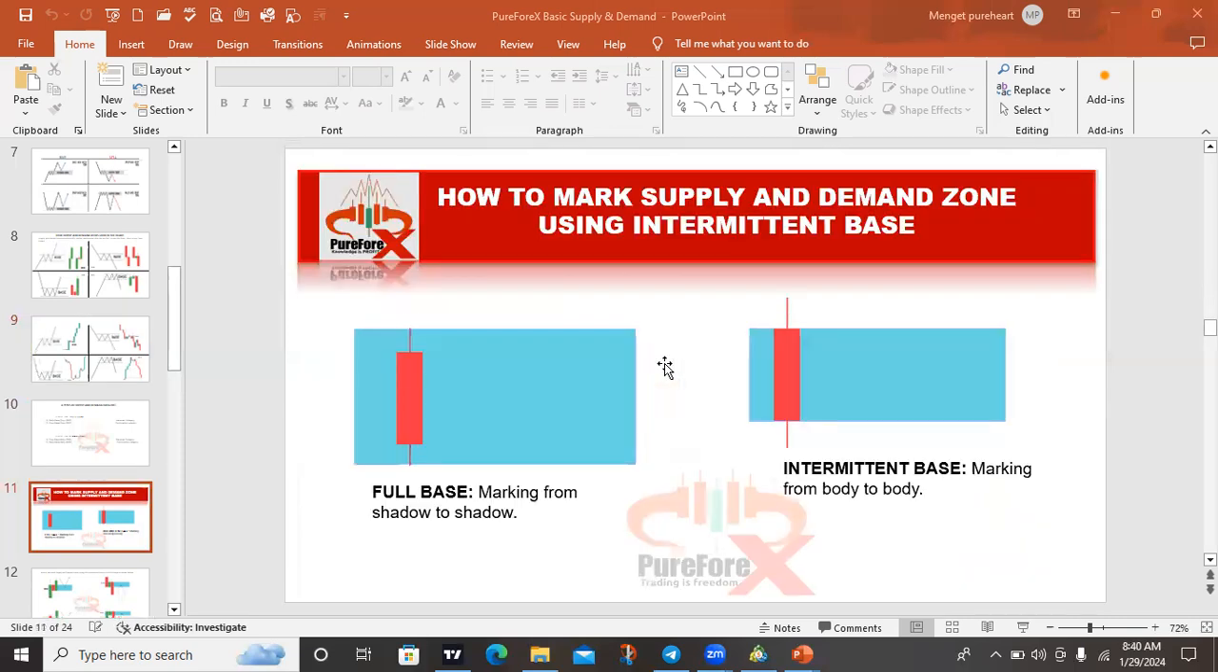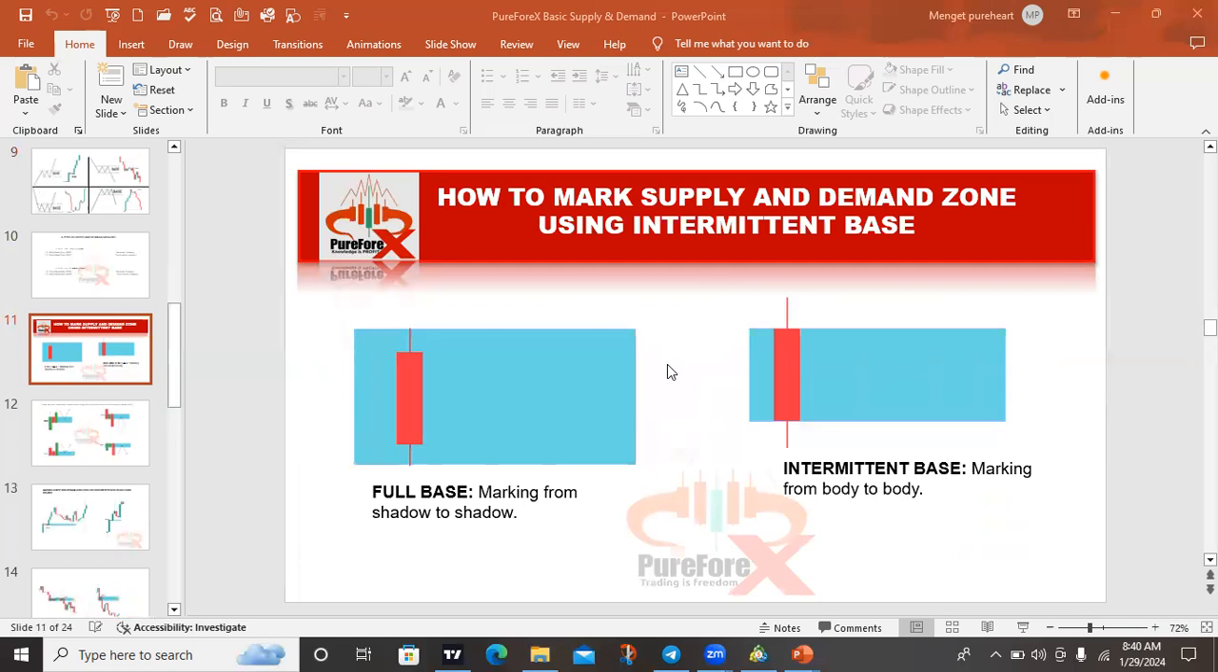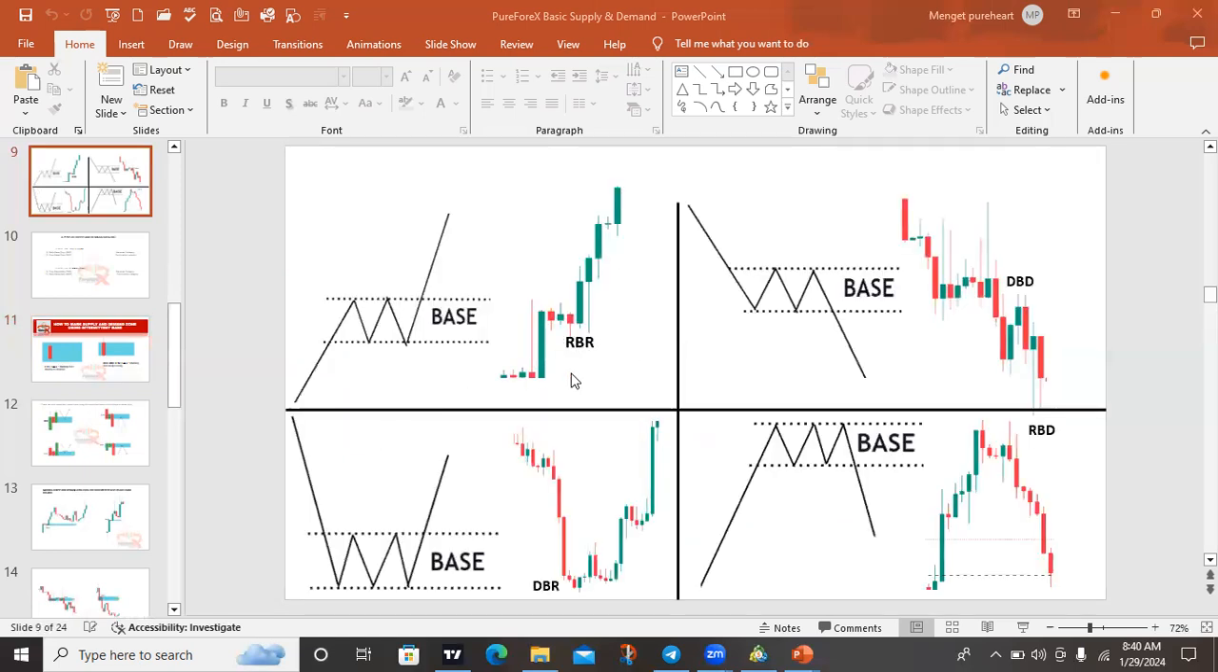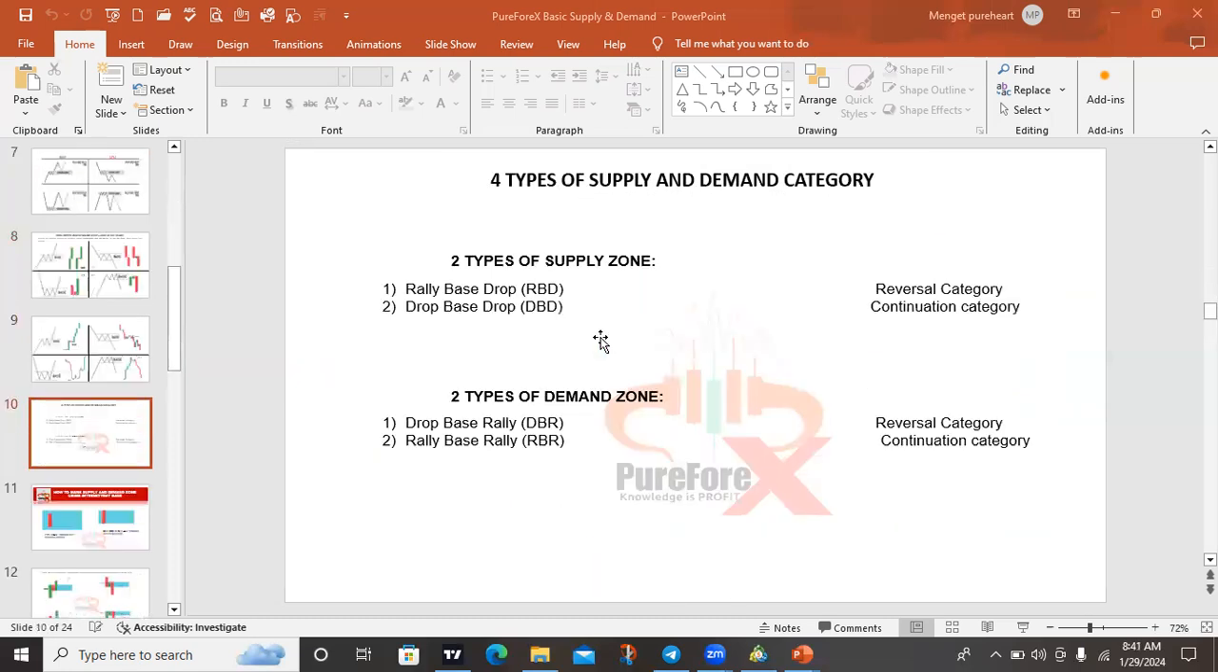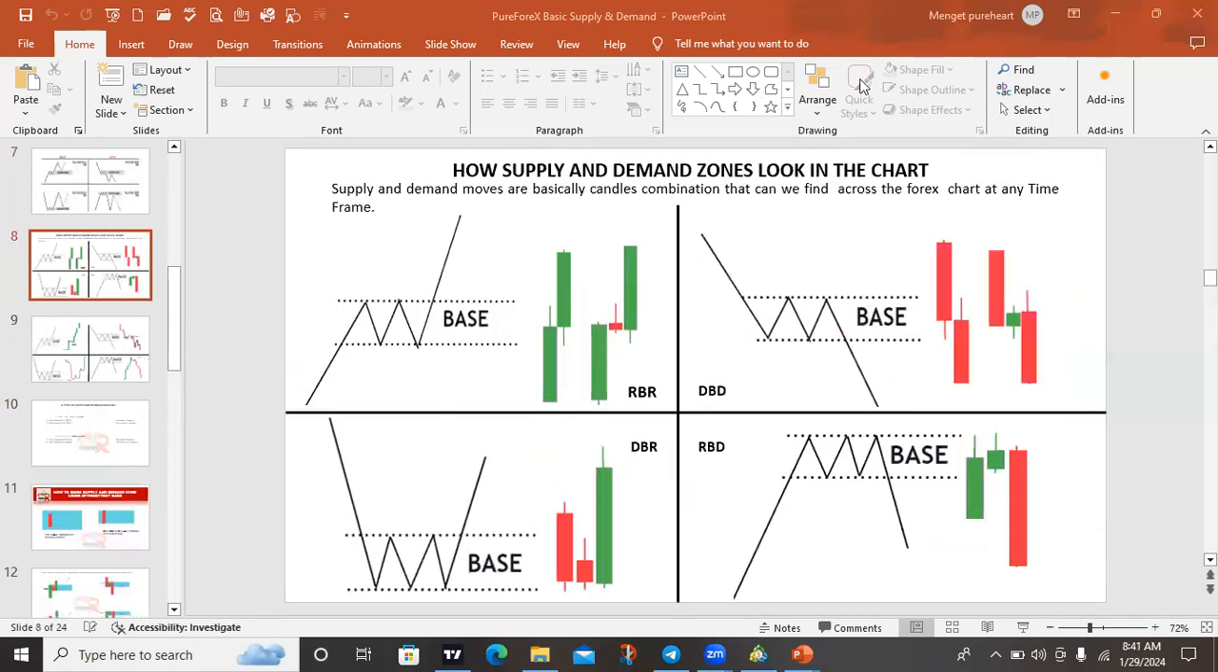So there are two ways traders mark supply and demand zones. But we are going to mark supply and demand zones using the intermittent base. We have the full base and the intermittent base. When we're talking about the full base, you see this candle. Sometimes the base candle could be one candle, like this one, in a rally-base-rally, it could be one candle, it could be two candles. But let's use this example.